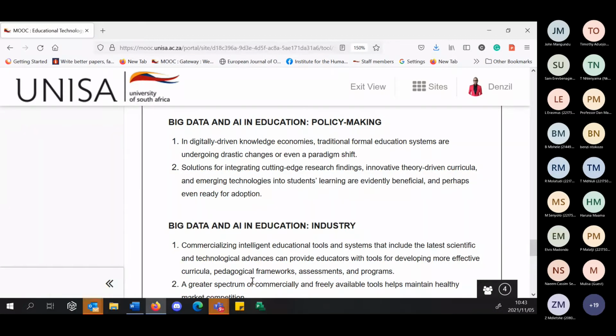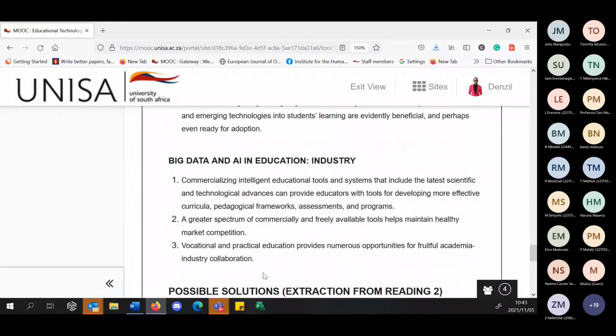Then industry, commercializing intelligent educational tools. And this is quite critical for us because when we start talking about commercializing, what we are talking about here, colleagues, is cost to institution.